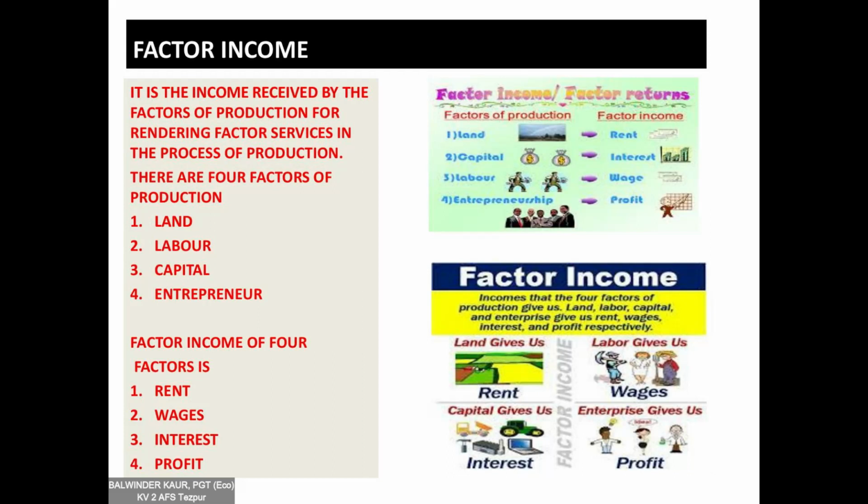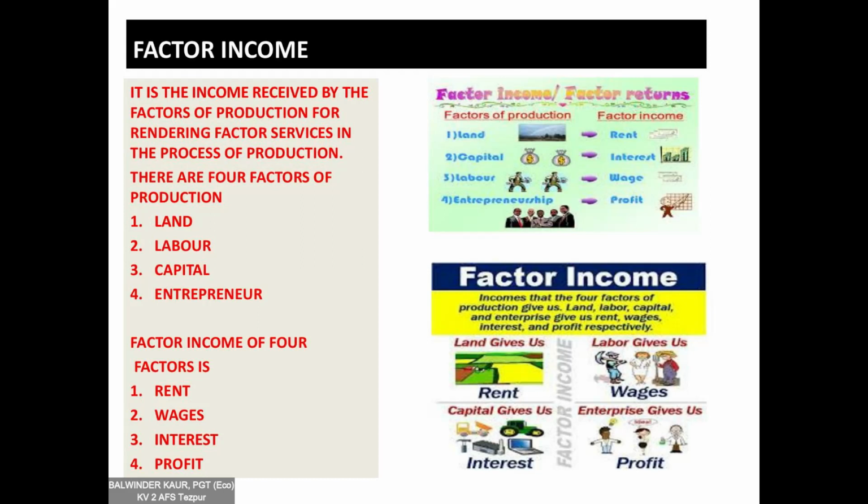Now let us see what is the meaning of factor income. Factor income is the income earned by four factors of production: land, labor, capital, and entrepreneur. Land includes the natural resources that are used for production. Labor is any type of mental or physical activity that is undertaken for production. A bank manager may be a labor. On the other hand, a person who is working in the fields, a farmer, he is also a labor.